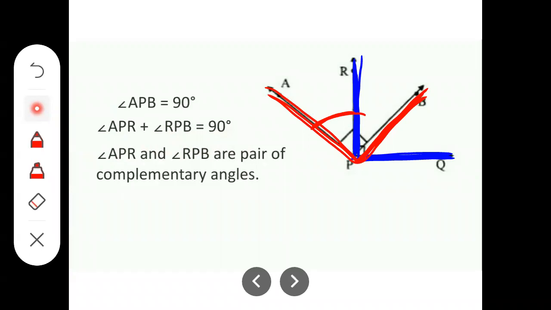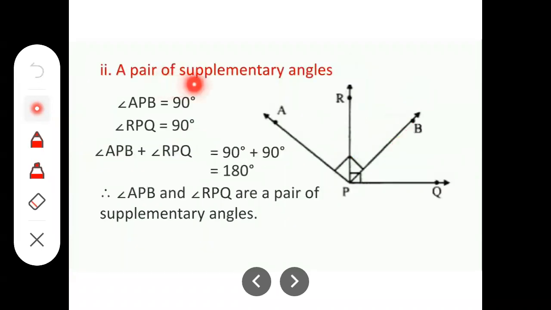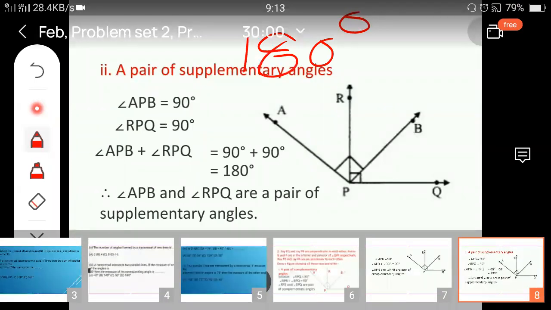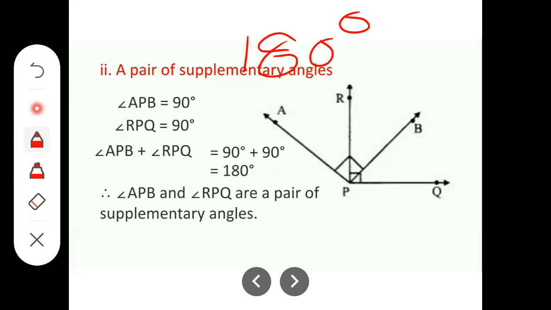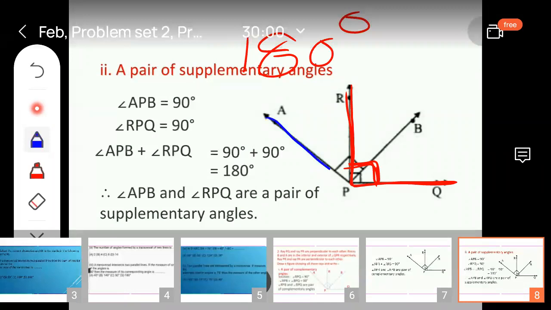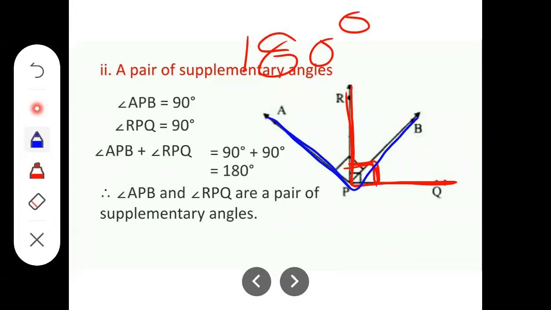Now the second option is you have to write a pair of supplementary angles. Supplementary means the angles measure 180 degrees together. Here, the first angle is 90 degrees, and the other should also be 90. Another one here is also 90. So those 90s measure together 180.